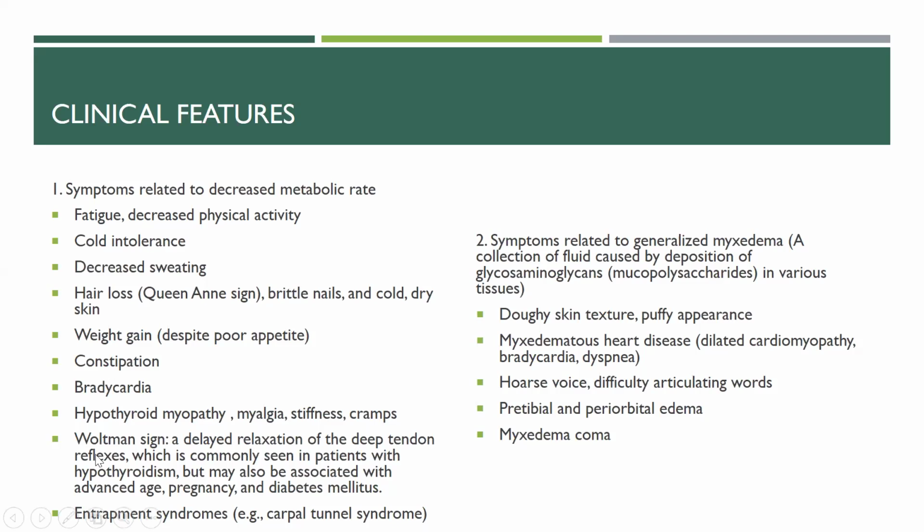The deep tendon reflexes are simply these: the biceps, the triceps, those tendons, the reflexes. So they'll usually be a bit slow, where you'd think it will be fast. But you can also see it in people with advanced age, people above their 60s. You can also see it in people with pregnancy and diabetes. So we kind of have to take note.